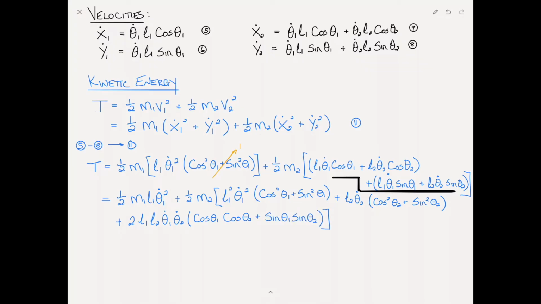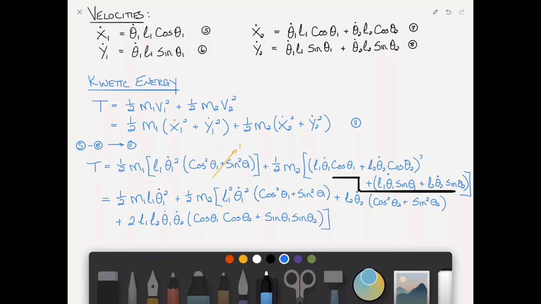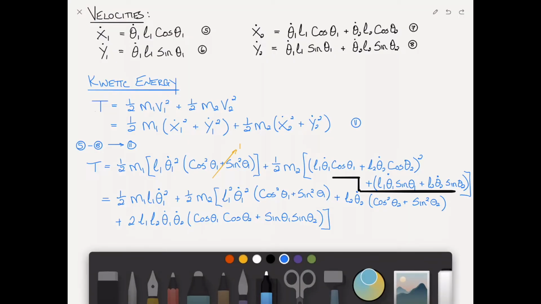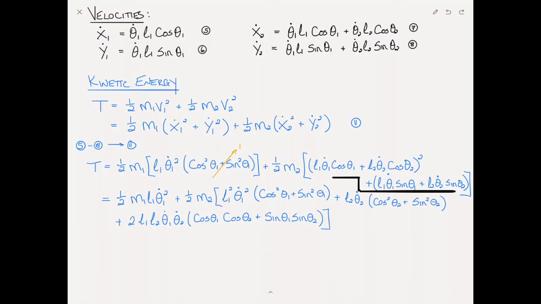and I realize I left off my squareds here. That should be squared, and this, of course, should be squared. If I've confused you a little bit, I apologize, but all I did is I multiplied it all out. I expanded it. Okay, and now what I'm going to use are my trig identities to show that that cancels, that's 1. And this here cancels, that's 1 as well. And then this was my double angle formula from before. This is actually just cosine of theta 1 minus theta 2.